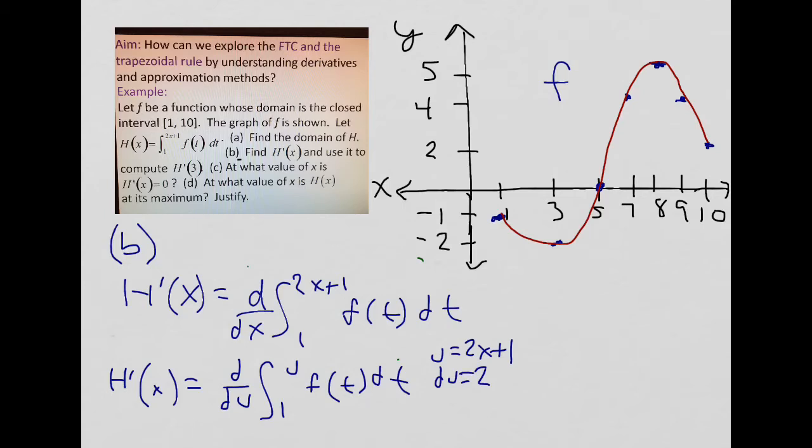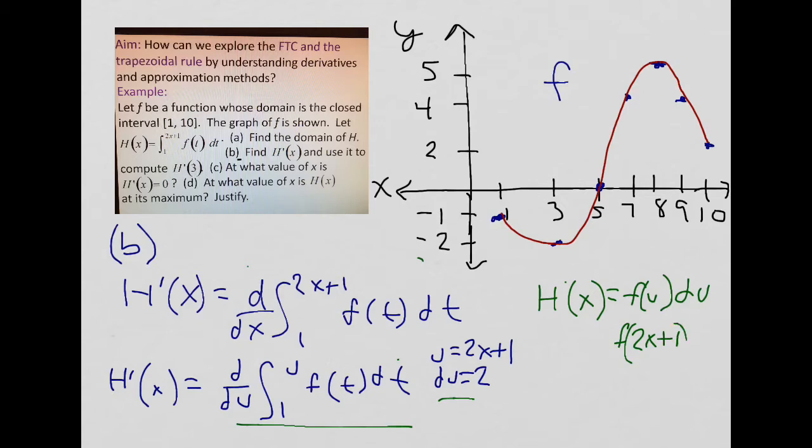Remember, you're multiplying what we get by du. So what do we get? We're going to get that h prime of x is f of u times du. So it's going to be f of the 2x plus 1 times 2. So we're going to write this, I'm going to grab a different color. h prime of x, I lost my prime up there, it was just a dot, is 2 times f of 2x plus 1. This is important because we're going to use this to answer h prime of 3.